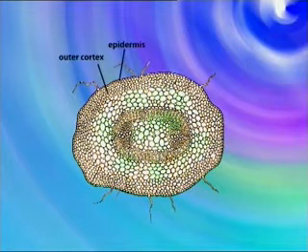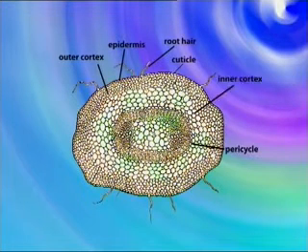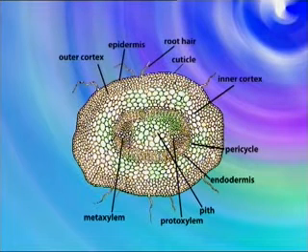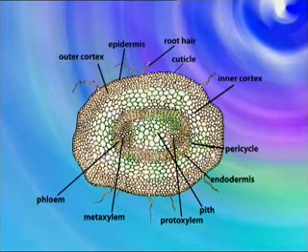The cortex is differentiated into outer and inner zones. The outer cortex is composed of collenchymatous cells, while inner cortex is parenchymatous. The innermost layer of cortex forms the endodermis, which is followed by thin-walled cells which form the pericycle. Vascular system may be diarch or rarely triarch. Broad strips of phloem are present in between the arms of xylem.